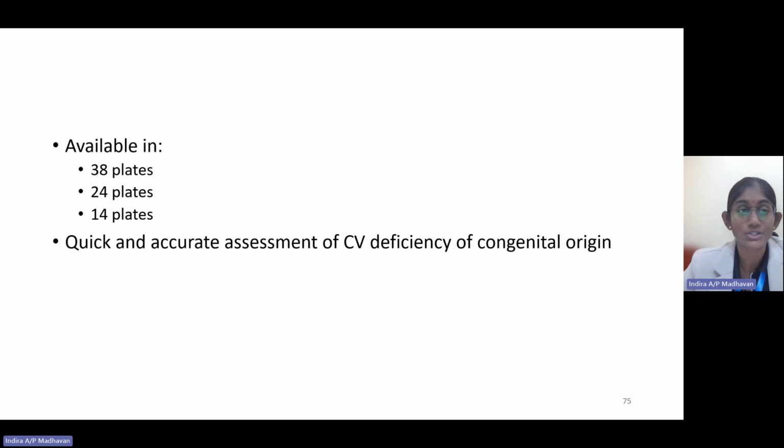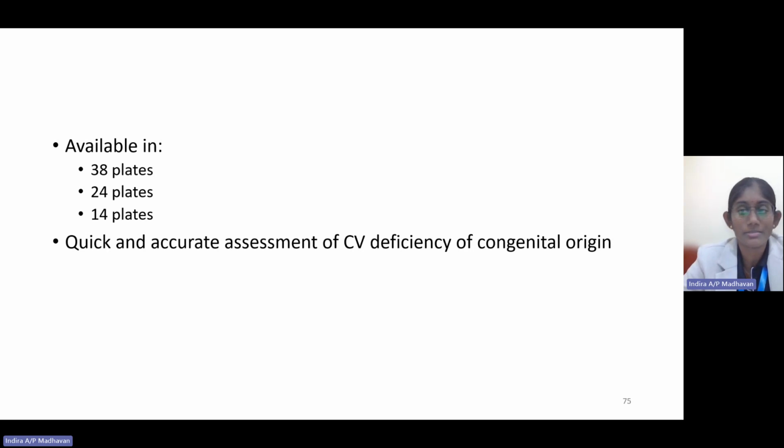They are available in three forms. I'm sure your supplier explained to you before you bought this. They are available as 38 plates, 24 plates, and 14 plates. It is a quick and accurate assessment of color vision deficiency of congenital origin. So for those who have a congenital color vision defect, it's easier to assess through this one particular color vision test. You don't need a complicated one. This is enough already. That's why most practices usually have these Ishihara plates.